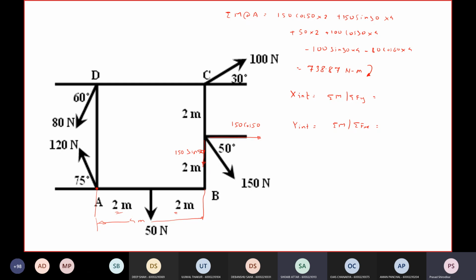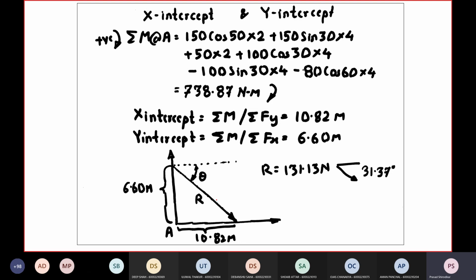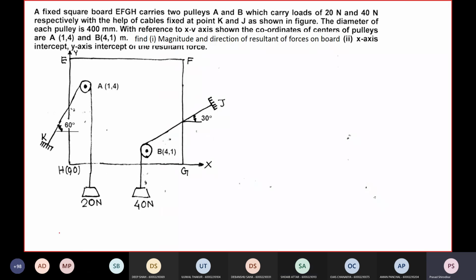So 10.82 is the x-intercept and 6.59 is the y-intercept. Correct. Final answer is... all right. Okay, let's go to the next one.